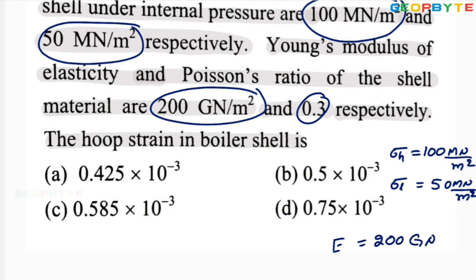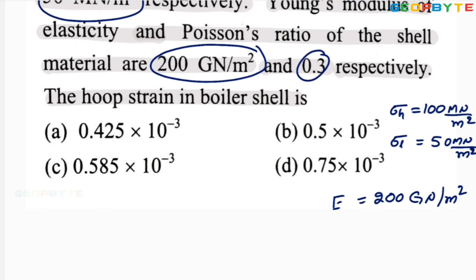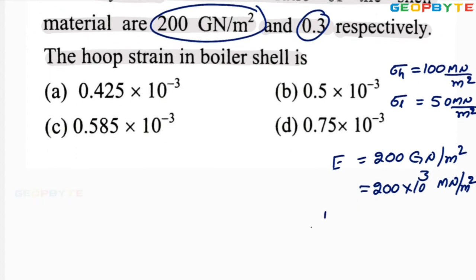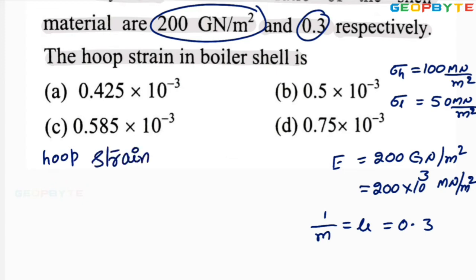200 giganewton per meter square, which can also be written as 200 into 10 raised to 3 meganewton per meter square. And Poisson's ratio, denoted by 1 by m, can also be written as mu equals 0.23. You are asked to find the hoop strain. Hoop strain is how much? E suffix h equals how much?